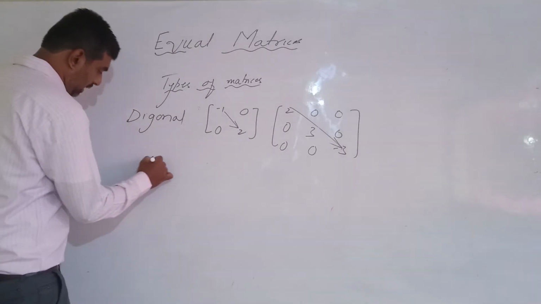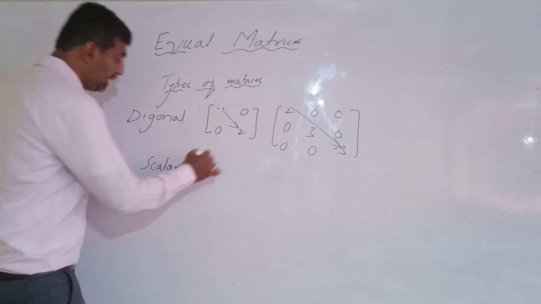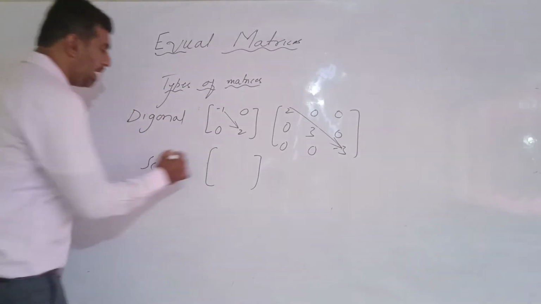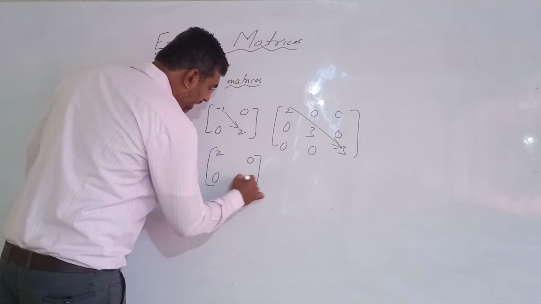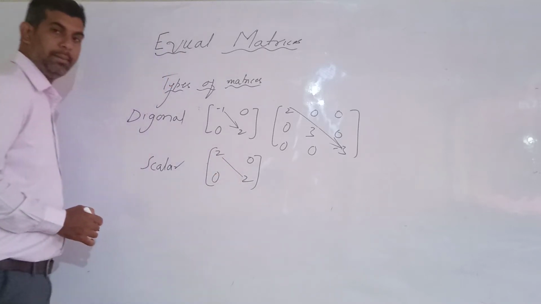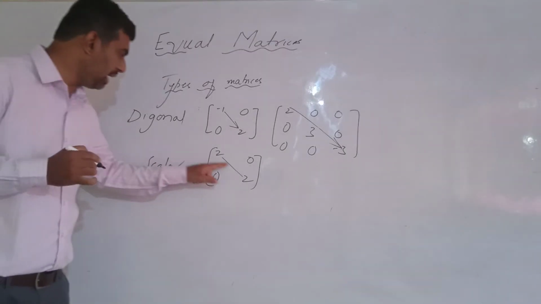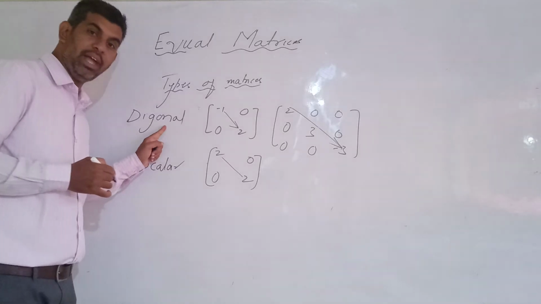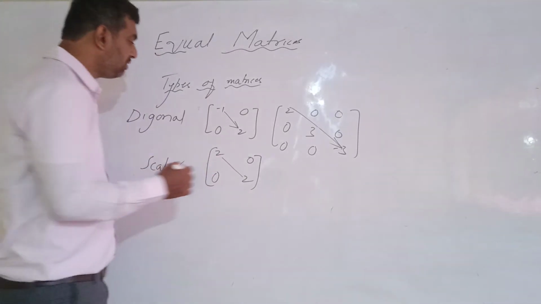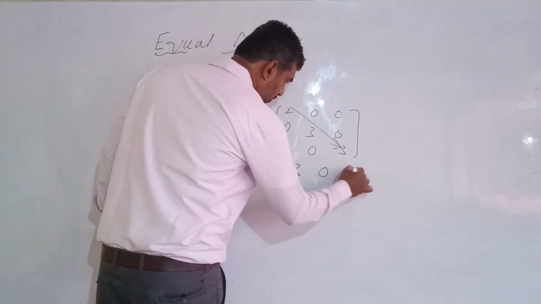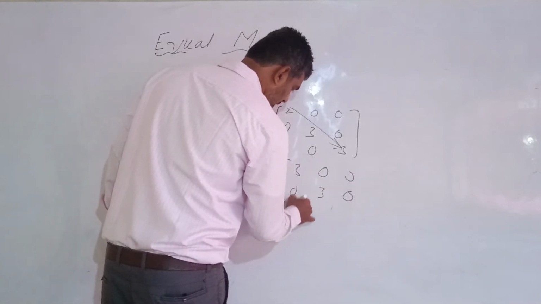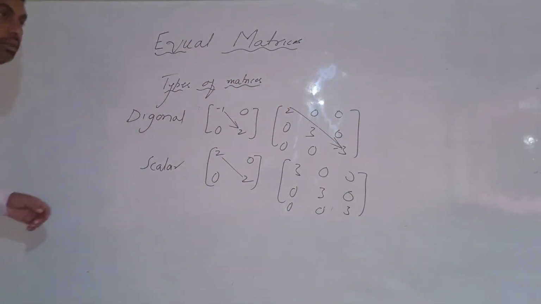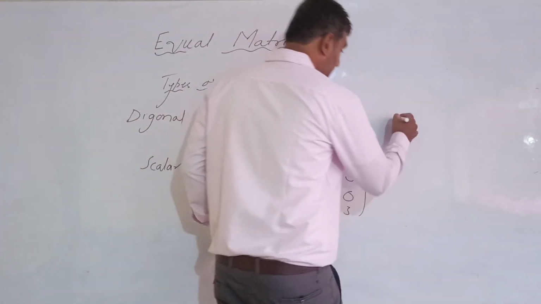We have seen scalar matrix. What is a scalar matrix? To be a scalar matrix, it should be a diagonal matrix. A diagonal matrix in which the principal diagonal elements are the same. For example, 3 0 0, 0 3 0, 0 0 3. That is a diagonal matrix and a scalar matrix.